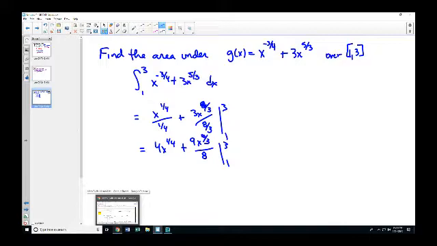It looks like... So now evaluate. Do you remember what exponents mean? Yes, it's 1/4.